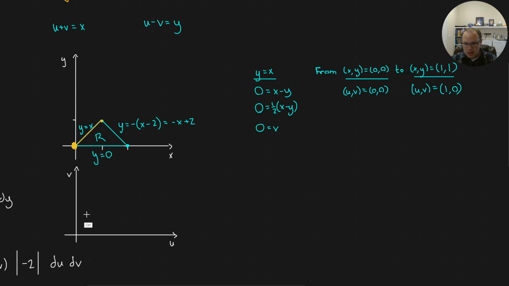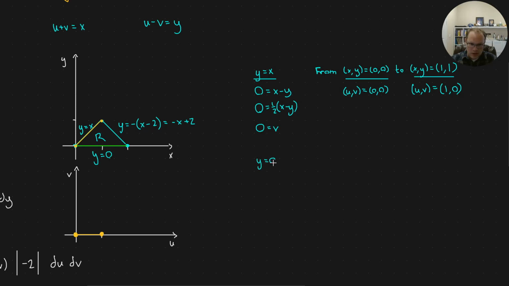So this point becomes this point in UV space. This point, the point 1, 1, becomes the point 1, 0 in UV space. And the line, y equals x, becomes the line v equals 0 in UV space. Okay? So you need to translate each edge, each curve, from one space to another. All right? Let's take a look at another one. Let's take a look at y equals 0.